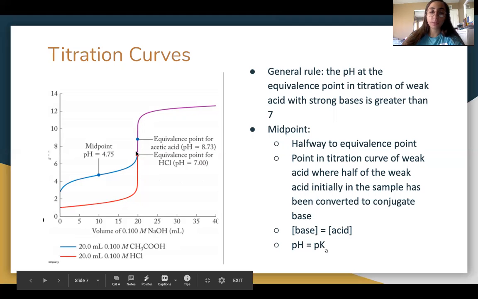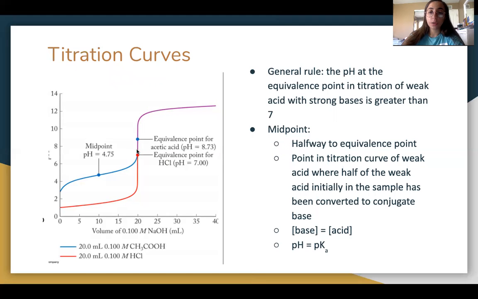Now at the equivalence point, you should know that that's where your solution is considered neutral. For a strong acid, when you add a base, the pH will be around 7 when it's neutral. However, for a weak acid and you add a strong base, the equivalence point pH will be higher than 7, which here you see is 8.73.